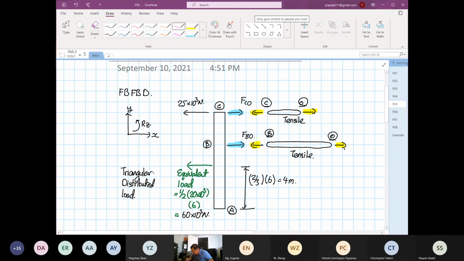is in fact the distributed load. Okay. So now some of you might say, what are we doing down here? Okay. So there are two loading conditions that we can commonly represent with an equivalent load.